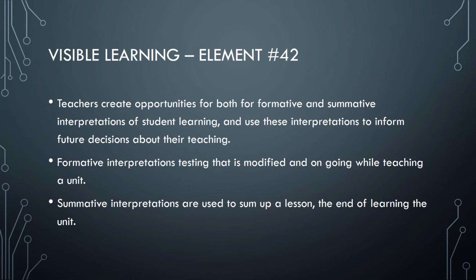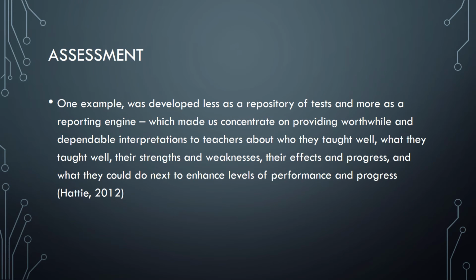Visible learning element number 42. Teachers create opportunities for both formative and summative interpretations of student learning and use these interpretations to form future decisions about their teaching. Formative interpretations are testing that is modified or ongoing through teaching a unit. Summative interpretations are used to sum up a lesson, the ending of a learning unit.